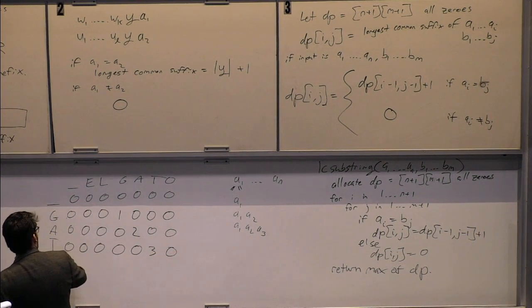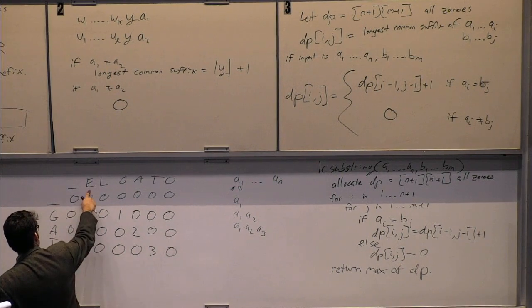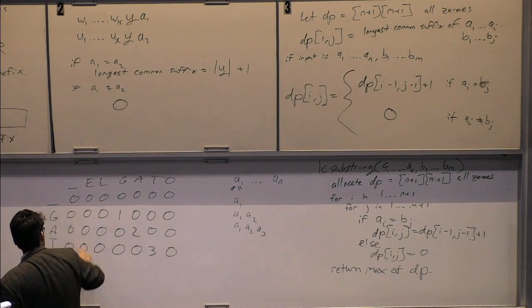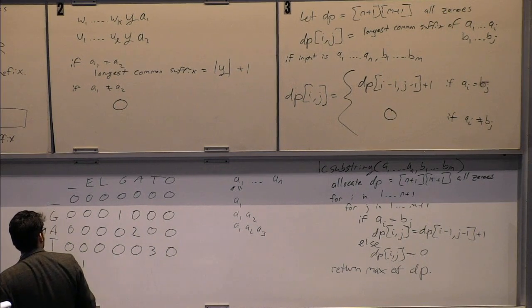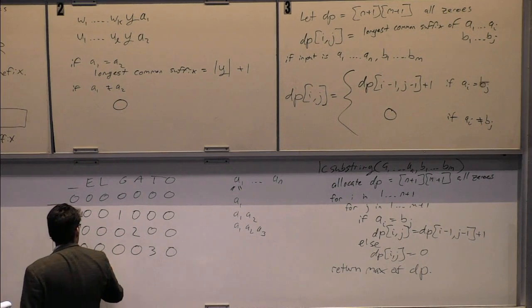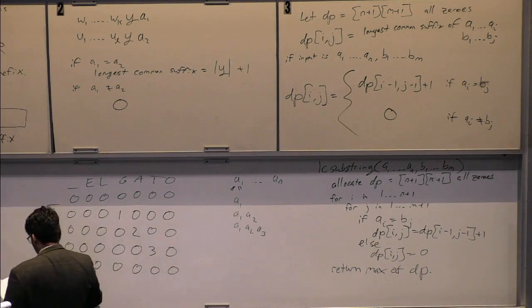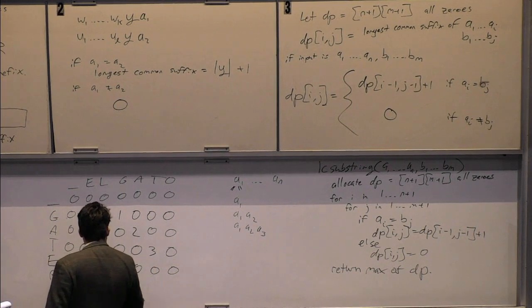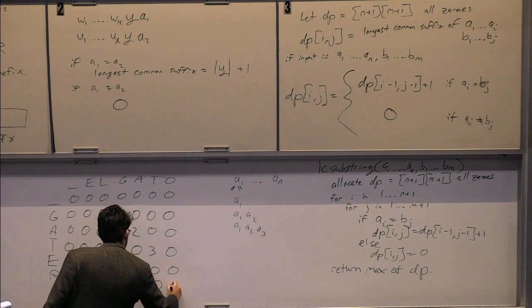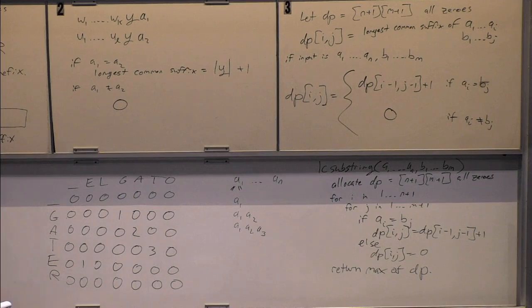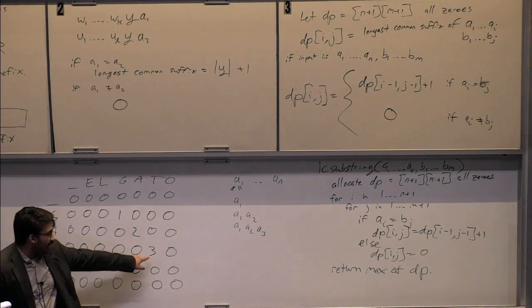Now, what is the longest common substring of GATE and E? It's actually going to be I minus 1, J minus 1, plus 1, which is going to be 1, right? So 0 plus 1 is 1. These are all going to be zeros, because there's no other E that appears. And no R appears in this word, so we'll put zeros here. All right. Now, we see we filled in the table. What is the max element of this table? It corresponds exactly to here.